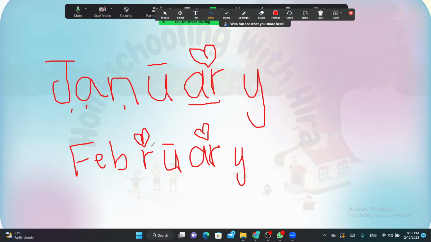Otherwise, they will just rote learn again and again, Junuary, Junuary, and after some time, they'll just forget it. But if you ask them to make the heart over the spelling that is not sounding the way it should, make the sound dots under the regular sounds, and make a dash over the long U sound and the long E sound, it will be easier for them to get it. Right? So that was something about tricky words.